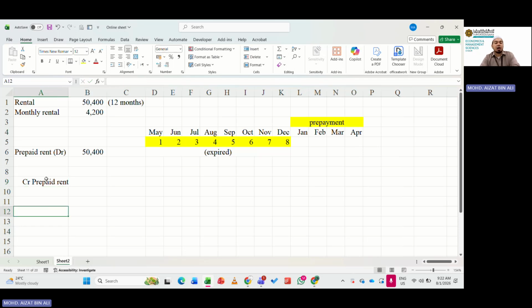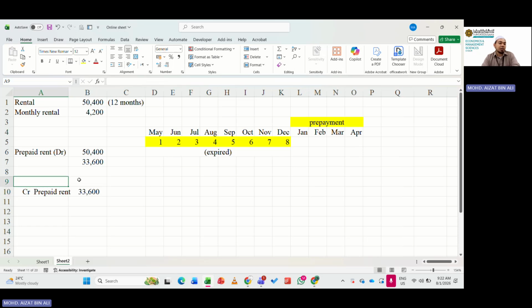By the way, by how much? This is another focus. How much do we credit? It refers to how many months has expired. In this case, 8 months of rent has expired. So we take 8 months times the monthly rental, that gives us 33,600 ringgit. Let's put it here. So this is the amount that we need to take out from prepaid rent account, the asset account. Now, 33,600 ringgit, and we already have the credit here.